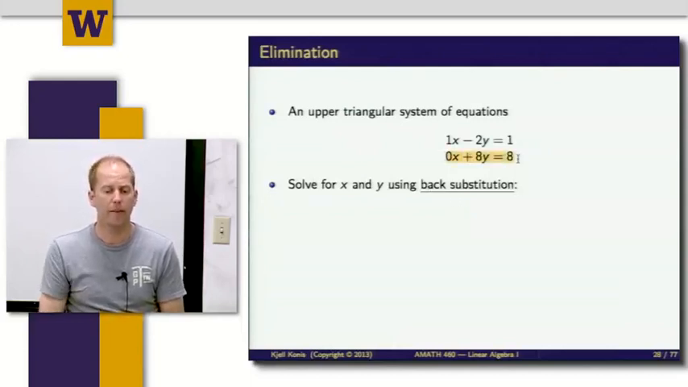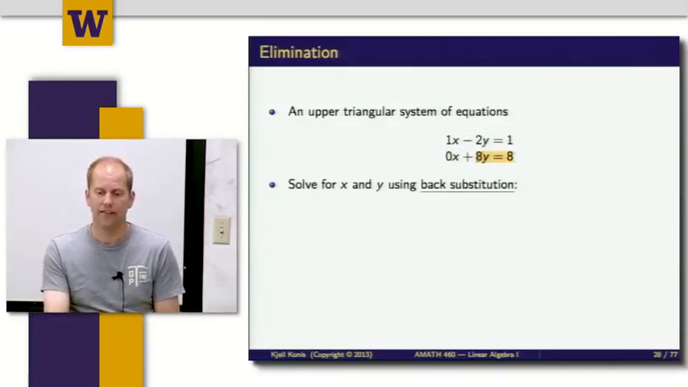So if a system is upper triangular, then whatever equation is on the bottom has zeros in all of the places except for the very last one. So if I look at the bottom, I only ever have to solve this. In this case, I have 8y is equal to 8. That gives me y equals 1.